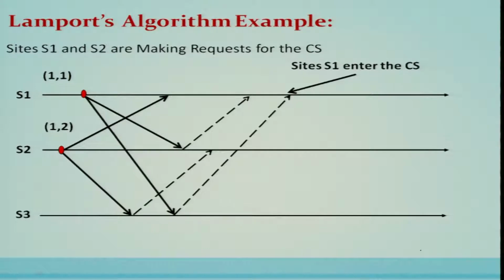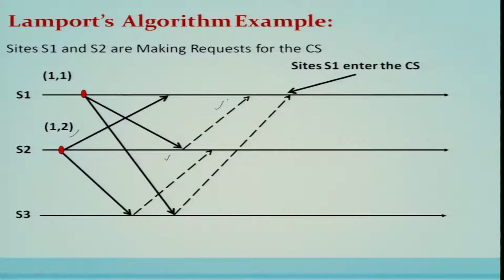Now S2, after receiving the message from S1, compares it with its own request timestamp and process ID, so (1, 2). It is found that the incoming request has a lower timestamp, so it will send a reply back to S1.